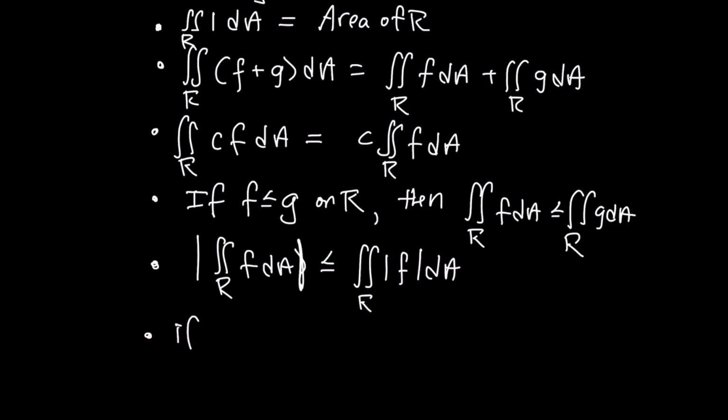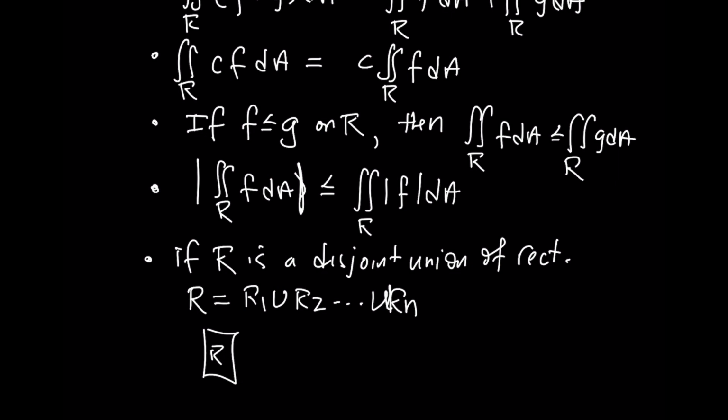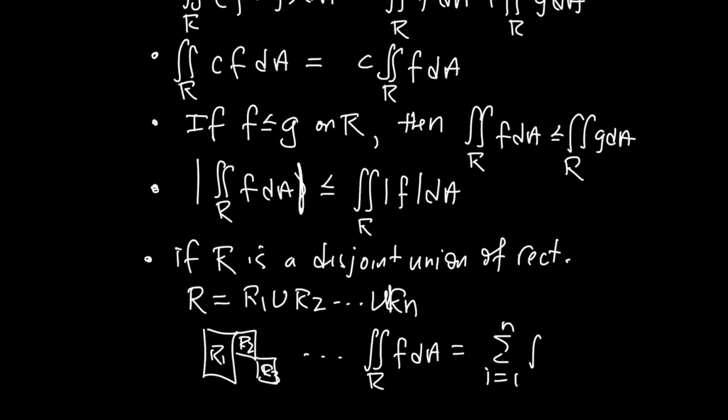And finally, if R is a disjoint union of rectangles, R would just be R1 union R2 all the way down to union some Rn, meaning we've just got a bunch of rectangles that don't overlap like this. Then the integral of a function over R is simply going to be the sum of the integrals over each individual rectangle Ri.